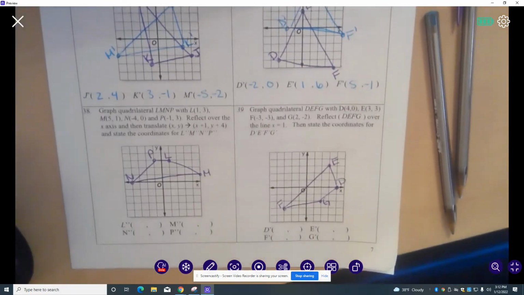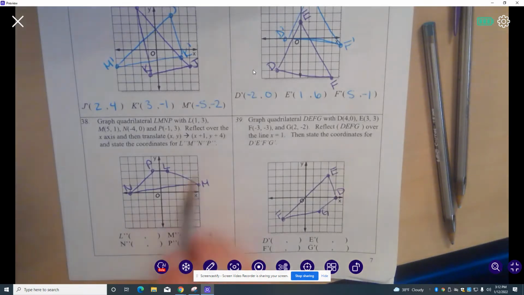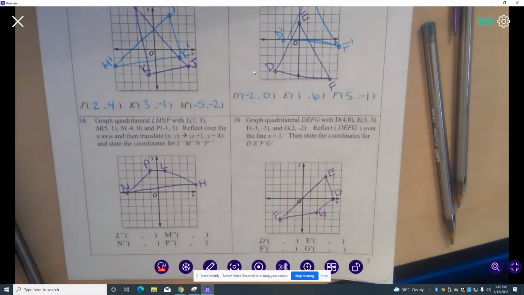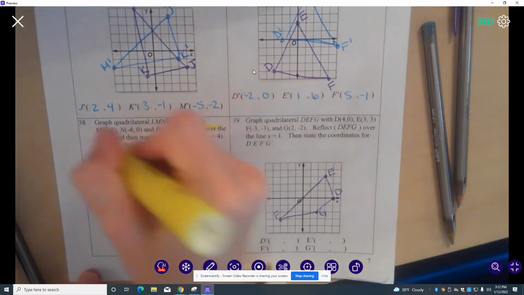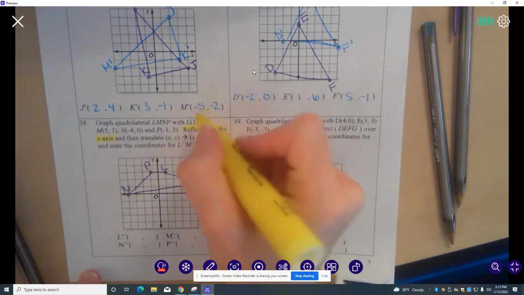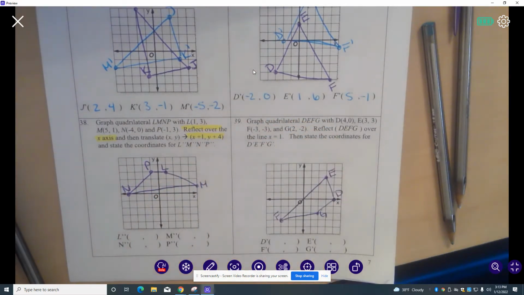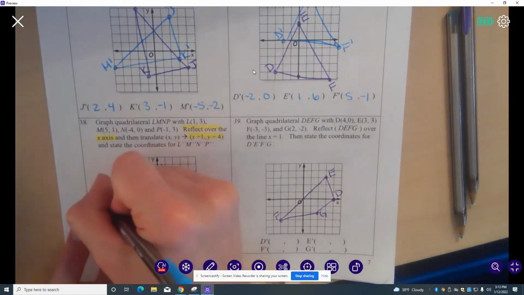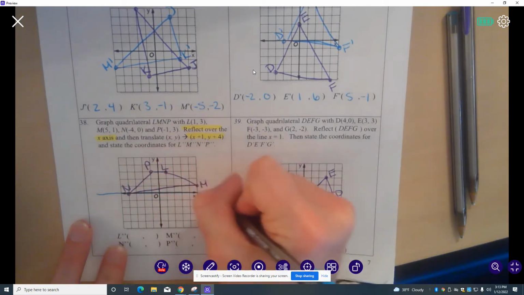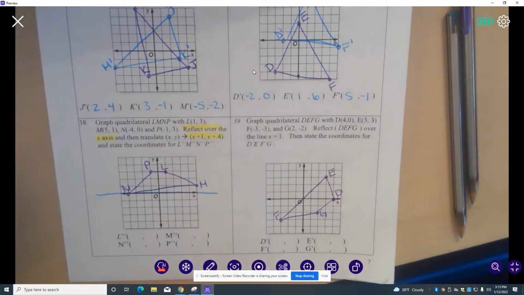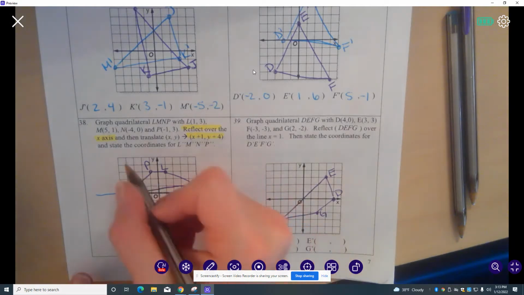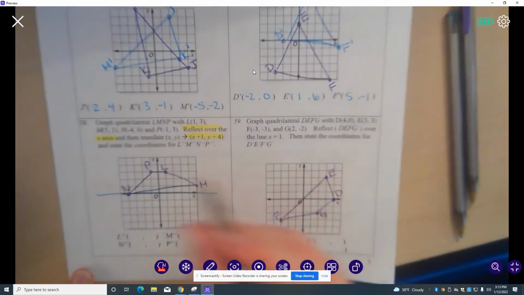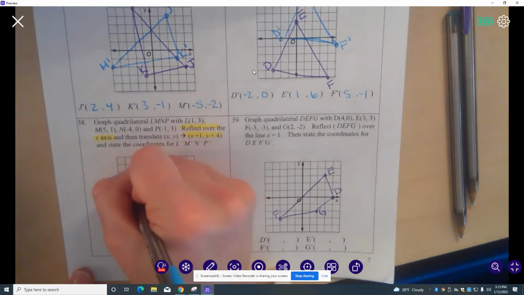And number 38, it has us reflect over the x-axis and then translate. So we're doing a composition here. First thing we're going to do is reflect over the x-axis. We need to find the x-axis, which is here. So I'm going to reflect across this axis first. Remember, if the point is on that axis, it's going to stay there. So this will become N prime.